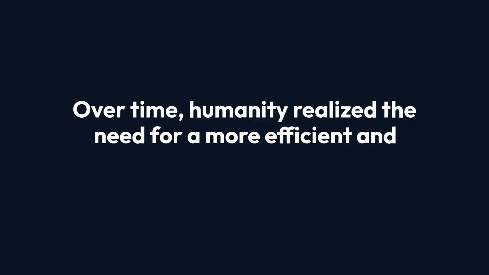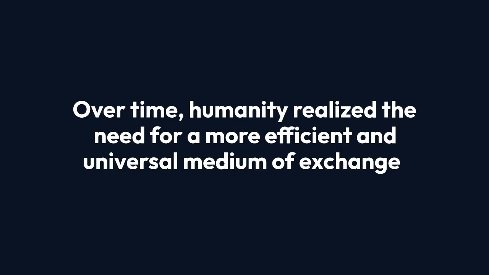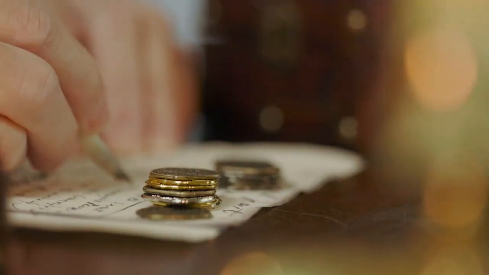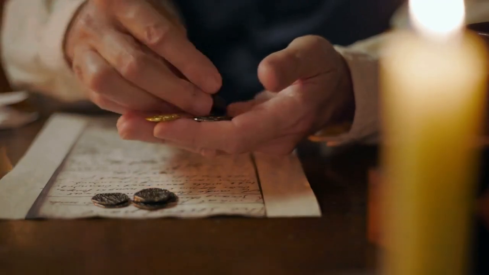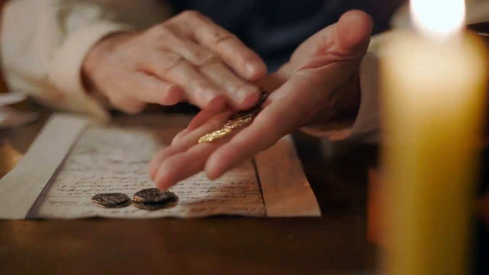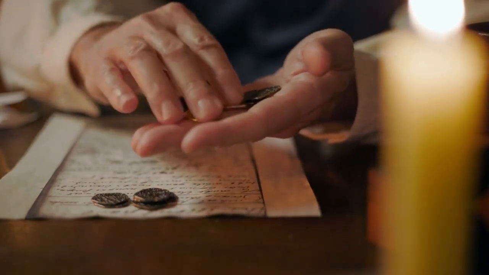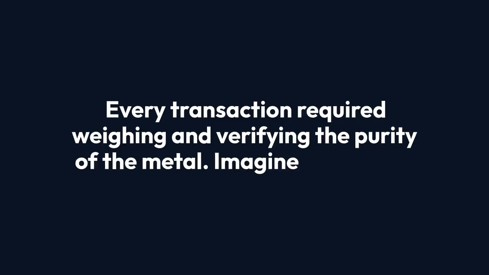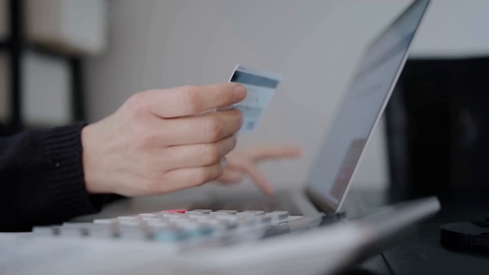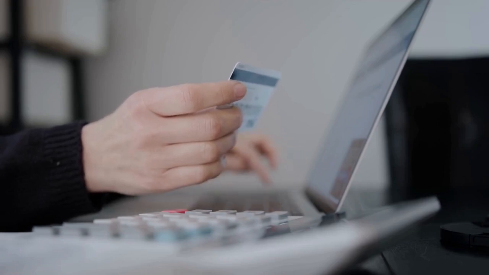Over time, humanity realized the need for a more efficient and universal medium of exchange, and that's when metal coins made of gold, silver, and other valuable metals appeared. These coins greatly facilitated trade because they were durable, scarce, and widely accepted. Accumulating wealth became more practical. However, there were still challenges. Every transaction required weighing and verifying the purity of the metal. Imagine the hassle.